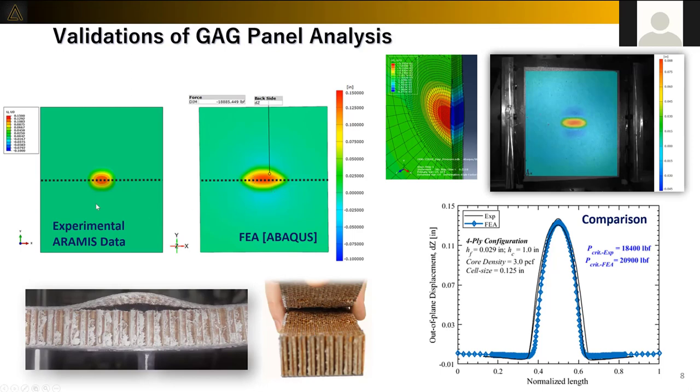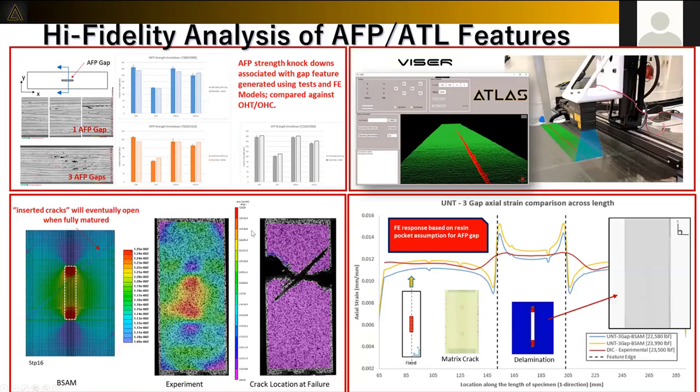So now, looking at the test results and the failure mode, we can go back and see what we need to do for our finite element analysis, so we can make it better and get better correlation with our experimental data. Now this is a high fidelity analysis where we go down to fiber breaks and that sort of thing.